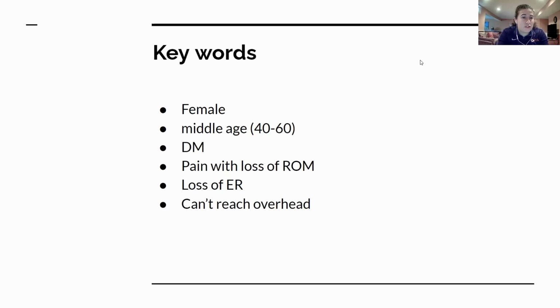So keywords to think about when this shows up on the boards: you're going to see these words show up together, or maybe some of these, and your mind should start going off in your head saying, okay, this might be adhesive capsulitis. As I said before, a woman in middle age, from 40 to 60 years old, they might throw in like 45, who's got diabetes, who's having pain with loss of range of motion, so it hurts to lift their arm up overhead, can't reach overhead, and then loss of external rotation. You're going through measurements and you're seeing that they have like no external rotation. These are all your keywords and red flags that should be blaring in your head saying, probably adhesive capsulitis, if they're asking what do you think this patient has on the exam?